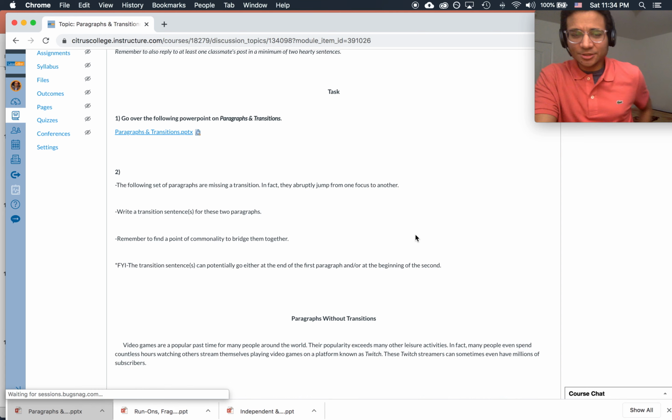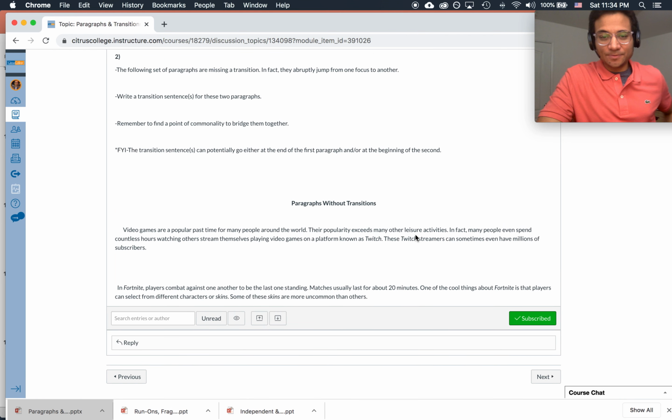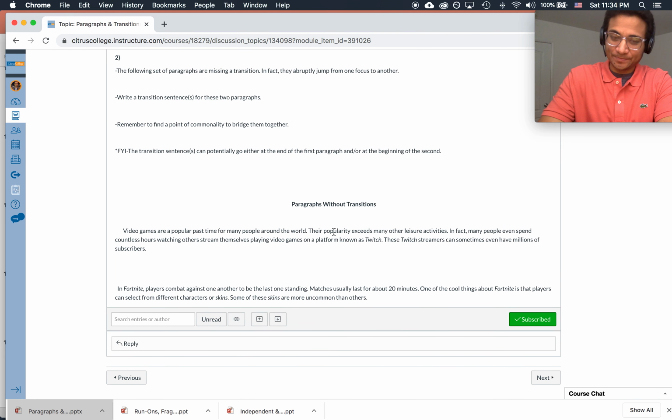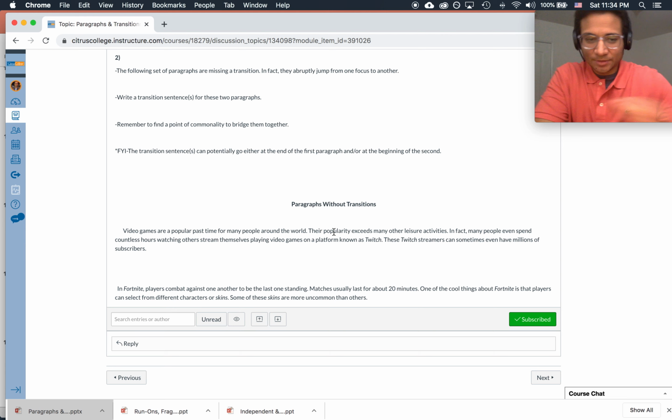Okay. So here's what you're going to do. There are 2 paragraphs here, and they jump from one aspect of the topic to another aspect of the topic, but so abruptly, like just poof, without a transition. So you're going to create a transition. I want you to listen to it.